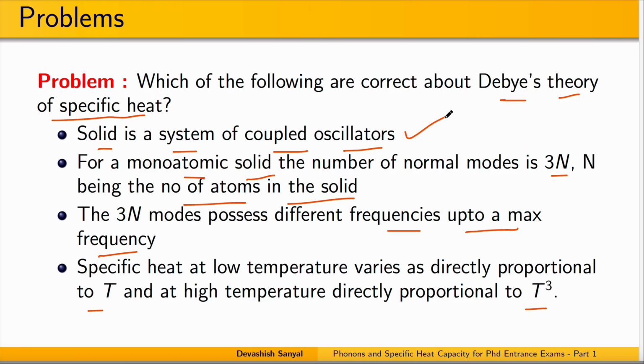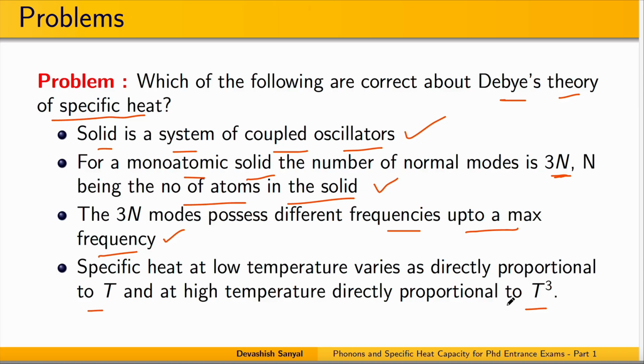And for coupled oscillators, there will be 3N normal modes or independent modes, where N is the number of atoms of the solid. So this is also correct. And the 3N modes possess different frequencies, up to a maximum frequency. Right, this is also correct. What about the last one? Specific heat at low temperature varies as directly proportional to T, and at high temperature directly proportional to T cubed.